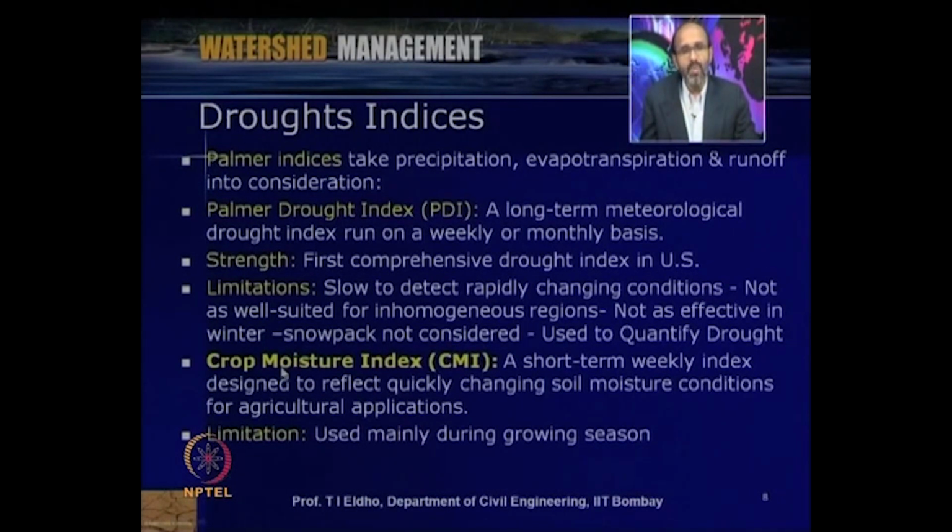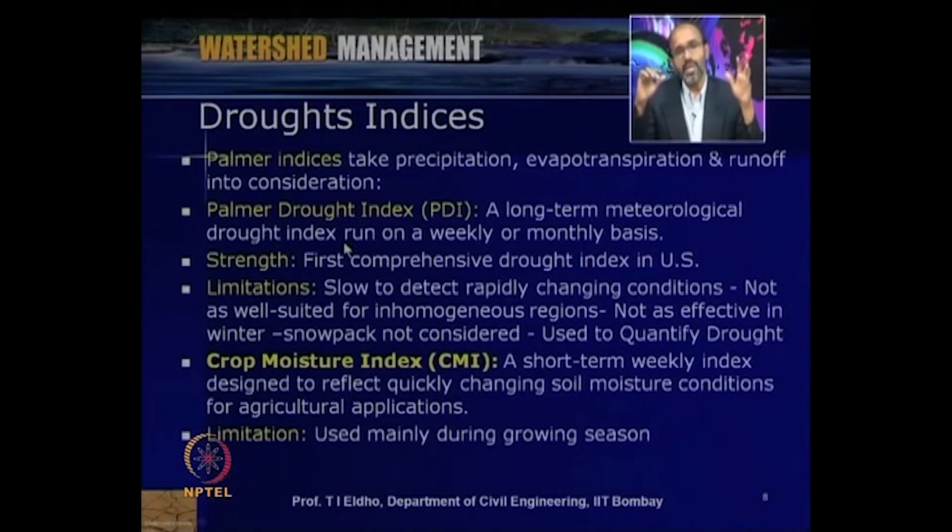And then another type of index, especially related to agricultural droughts, is the so-called crop moisture index, CMI. This index is a short-term weekly index designed to reflect quickly changing soil moisture conditions for agricultural applications.